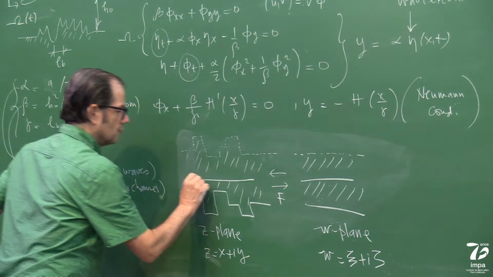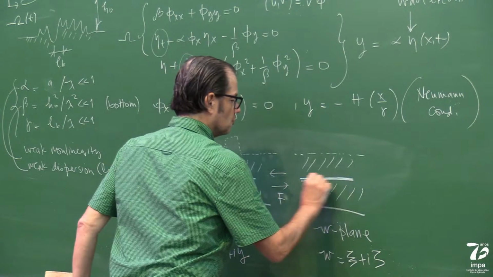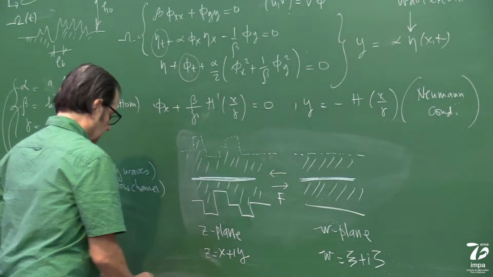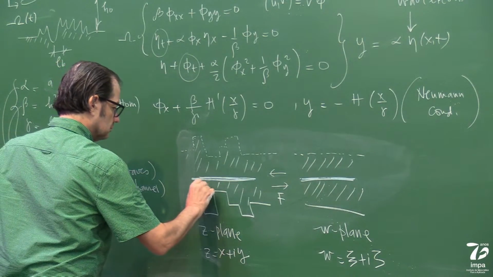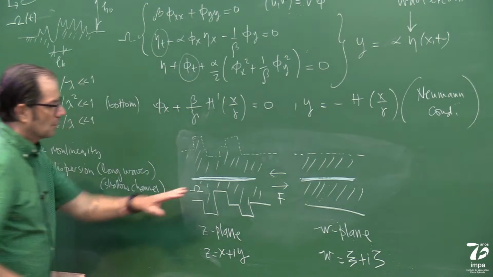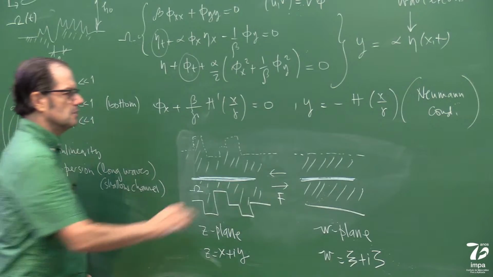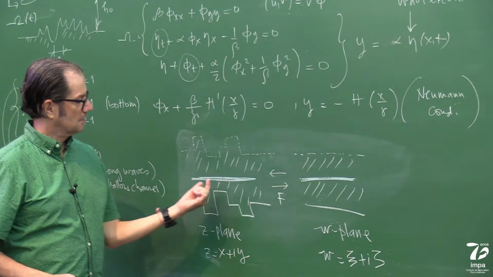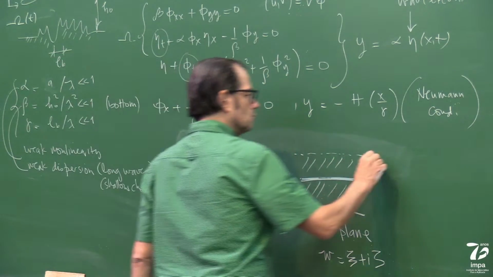And here's the free surface. He decided to put the free surface in the middle. That's no big deal. And he reflected the fluid domain. This is omega. Okay, and he reflected the fluid domain about this region, and he mapped the fluid domain onto a strip. Okay, so this is a uniform strip.